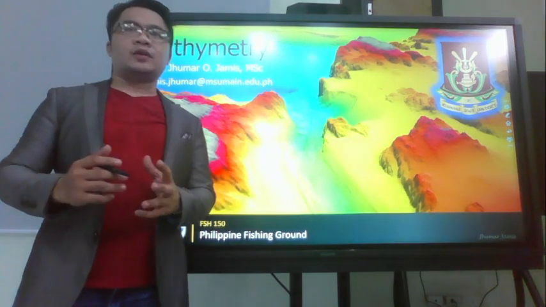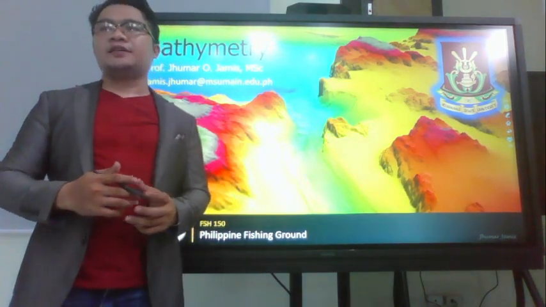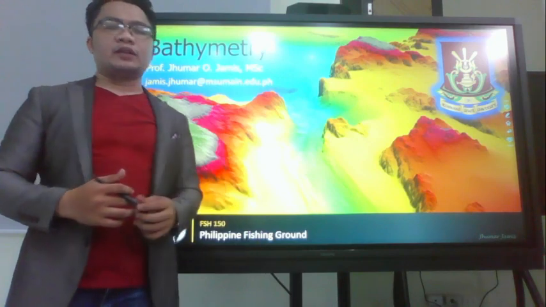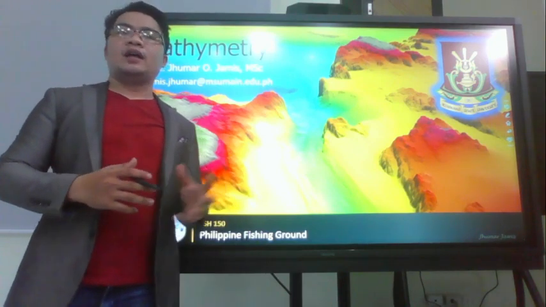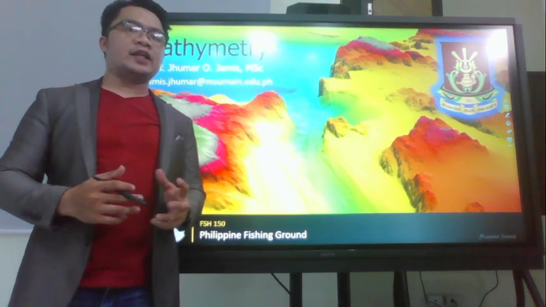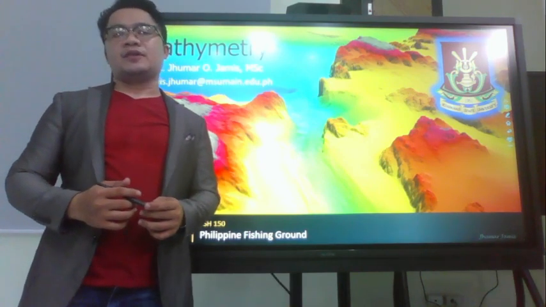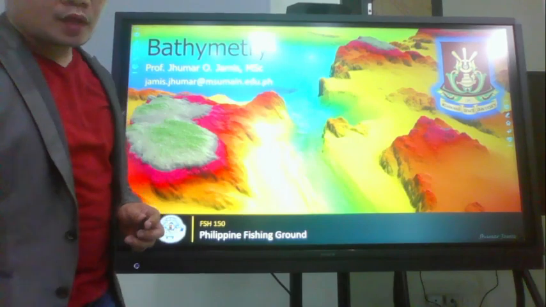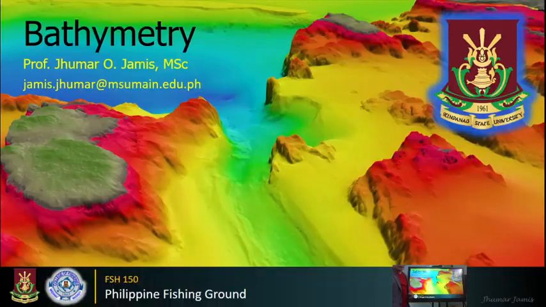Please also note that we are not only focusing on fishing grounds in the marine water areas, but also on the bathymetry profile of different fishing grounds, including the inland fishing grounds. So again, our topic for today is bathymetry. So what is this bathymetry all about?